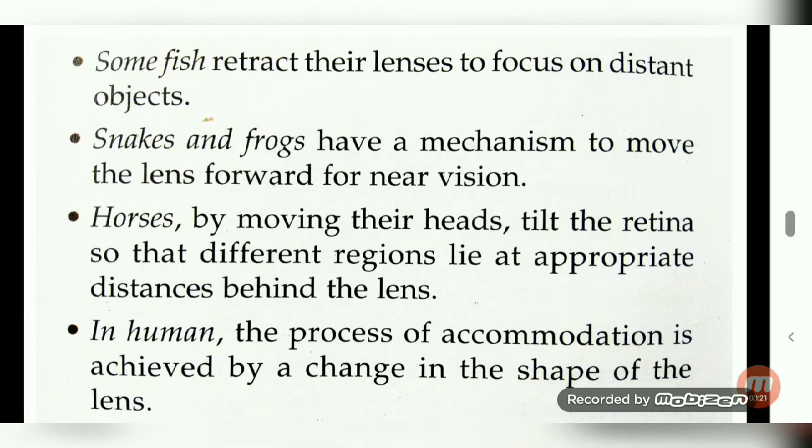Some fishes retract their lens to focus on distant objects. Snakes and frogs have a mechanism to move the lens forward for near vision. Horses move their head till the retina, so that different regions lie at the appropriate distance behind the lens. In humans, the process of accommodation is achieved by changes in the shape of the lens.